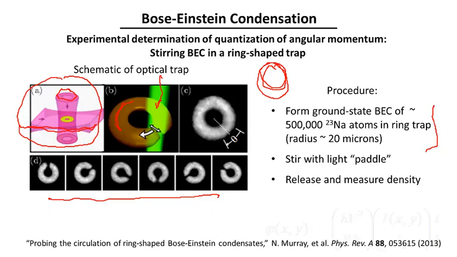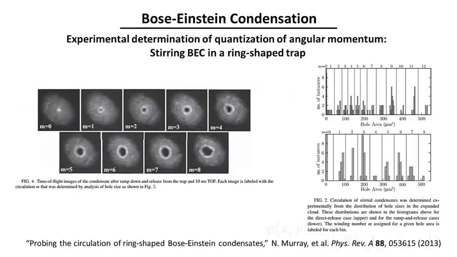in this ring trap, toroidal trap. The radius of this trap is about 20 microns. So one starts with a nice quiescent ground state of the condensate, stirs it up, and then releases and measures the density. And what is seen there? Here's the experimental data. These again are these absorption images. It's sort of the most common way of viewing Bose-Einstein condensates.